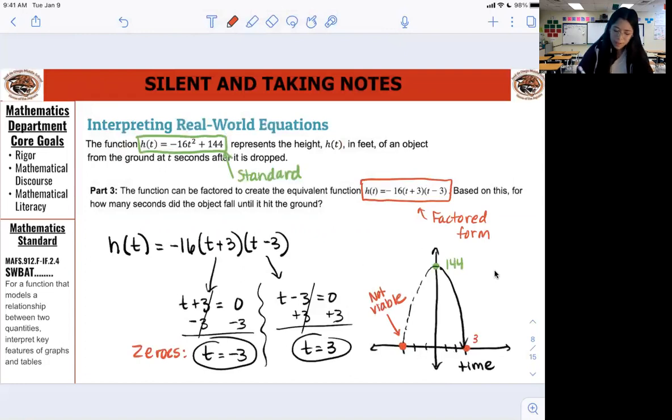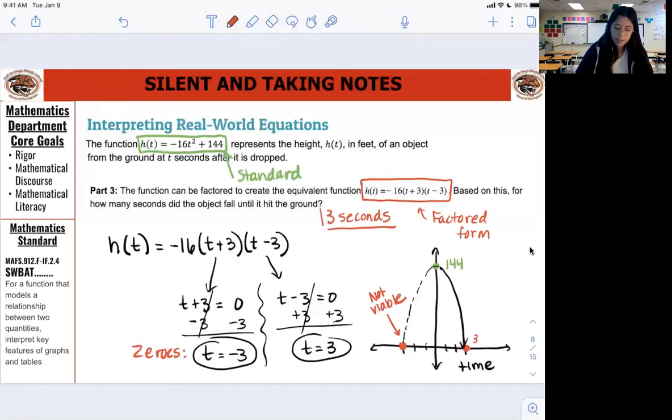3 seconds. Yeah, 3 seconds total. Because we didn't start over here. Where did we start? We started at 0. Okay. So from this point where we begin to this point where we end, that's 3 seconds. We're not counting the other half of this parabola. We don't count it.